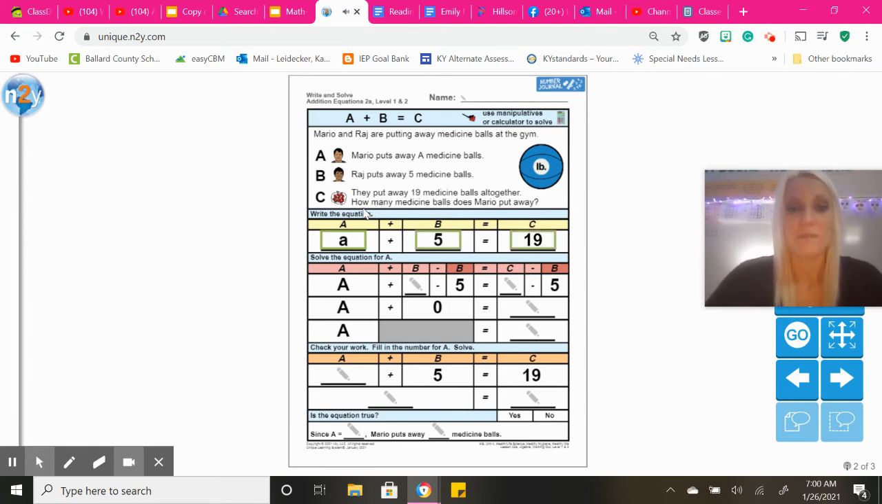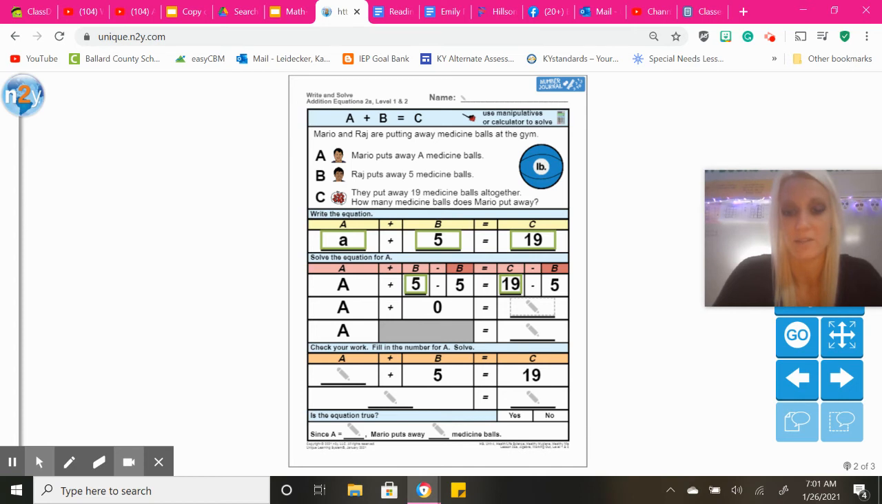And we're trying to figure out how many medicine balls does Mario put away. So they put away 19. Rashad's already put away 5. So we're trying to find how many left they have to put away. So B is going to be 5. So 5 minus 5 equals 0. Oh, wait, C is 19. C is 19. So 19 minus 5.